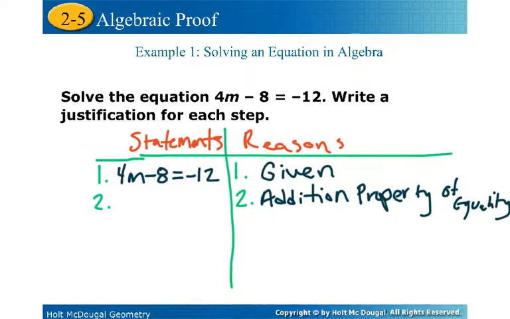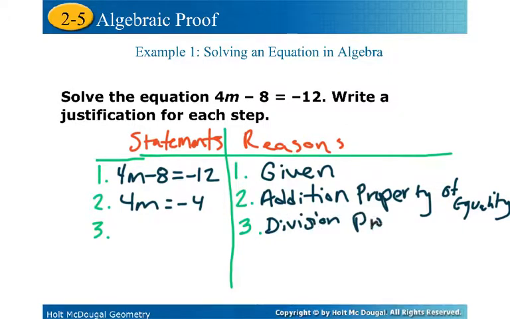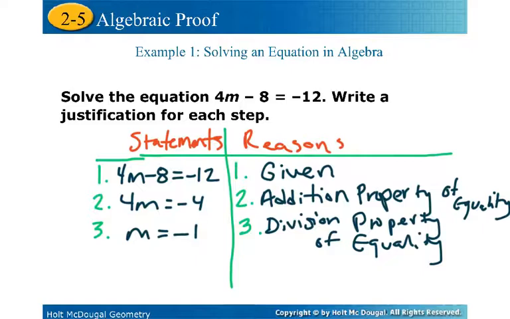All right. And then the result of the addition that would happen here is that you'd have 4m, and that would equal negative 4. Then the next step that we'd end up doing is division. So I'm going to write the division property of equality. All right, and then if I divide both sides by a positive 4, my m is going to be negative 1. And so I've moved from how this can actually show us that m is negative 1, and I've given a reason for every single piece.